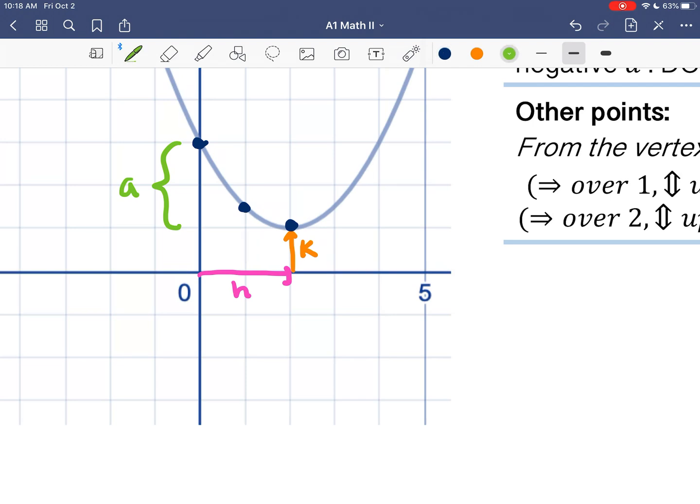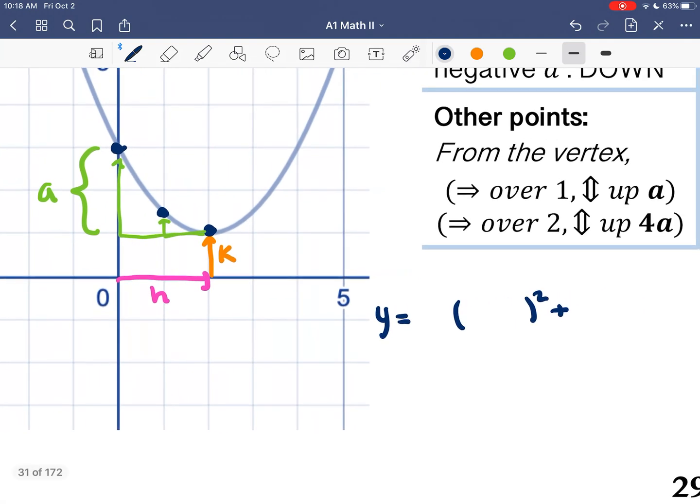This specific function, notice that we go over 1 up 1/2 to get that first point, and then over 2 up 2. So that tells me that instead of starting with over 1 up 1, we're going over 1 up 1/2. That means that the stretch factor, and I'm just going to start with my normal formula here, must be 1/2 because I'm going over 1 up 1/2 to get that first point.